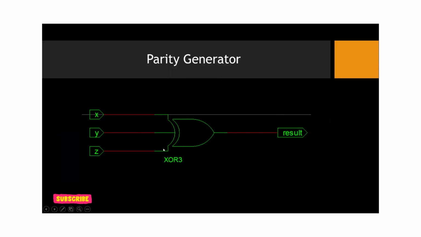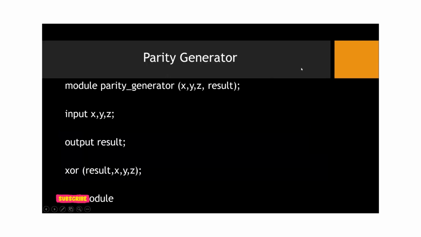As I said, this is a simple XOR gate where we have the inputs X, Y, and Z and result is our output. So writing the code is very simple because it is a basic XOR gate. Module parity generator, you can name it as parity generator. List out the ports: X, Y, Z are the input ports, and result is the output port. Now we declare the ports: input X, Y, Z and output result.